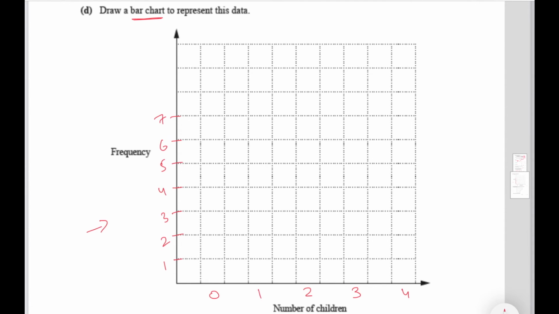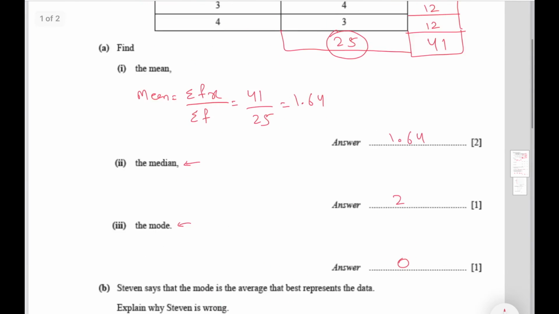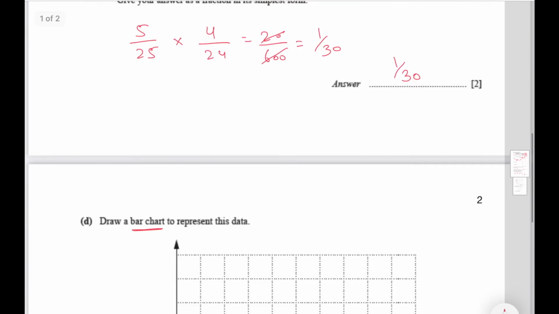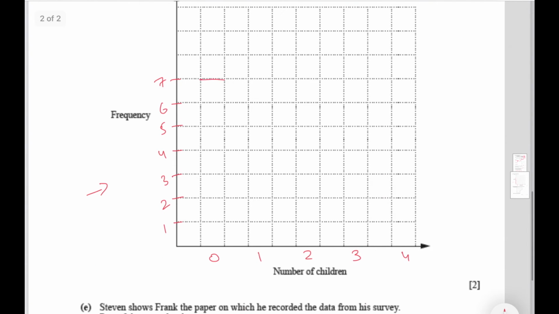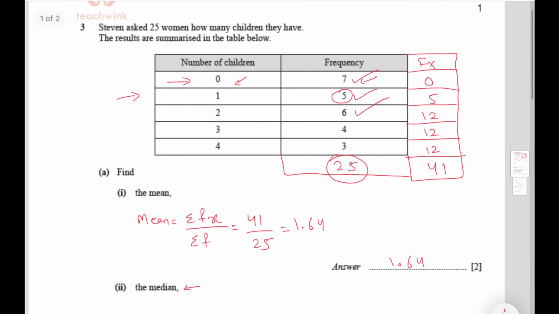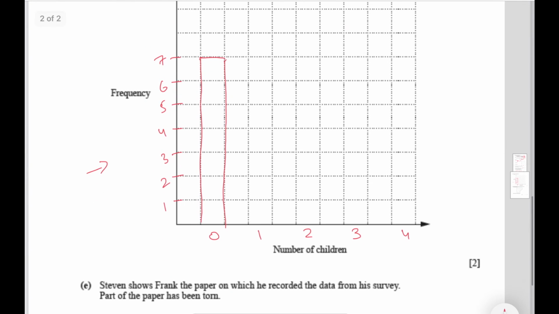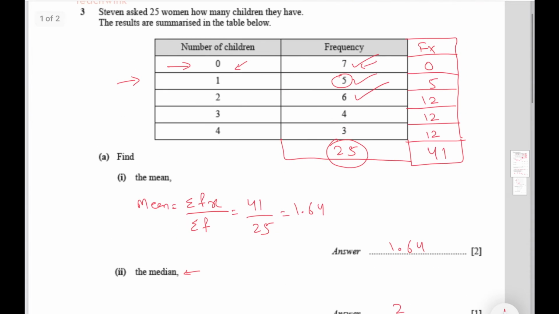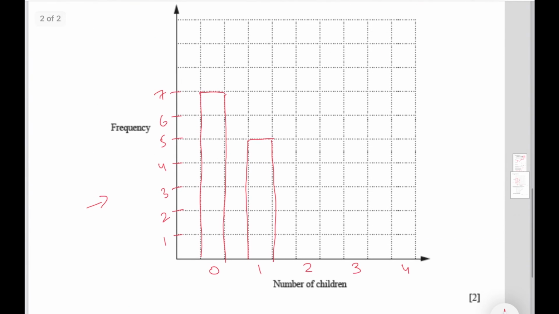Okay, so how many women have 0 children? That's 7. So we draw a bar over here. I'll draw it as nicely as possible. And how many women have one child? There are 5. So we draw a bar all the way up till 5. And how many women have 2 children? Let's see how many those are. There are 6 women who have 2 children.